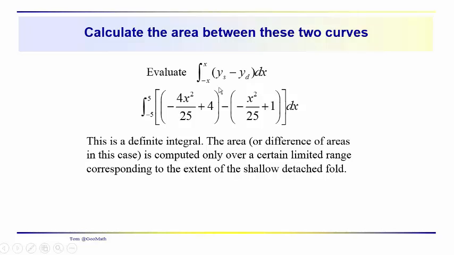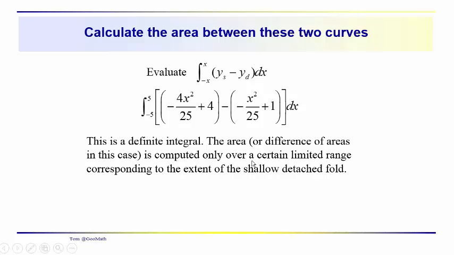Okay, assuming that you did that, it'll be a definite integral. You'll be integrating over the limits of integration. Actually going to be minus 5 to 5. We're using units of kilofeet. We'll subtract the deeper fold from the shallower fold, and then we'll integrate that function over x from minus 5 to 5. So we have this complex integrand here, minus 4x squared over 25 plus 4 minus x squared plus x squared over 25 plus 1.